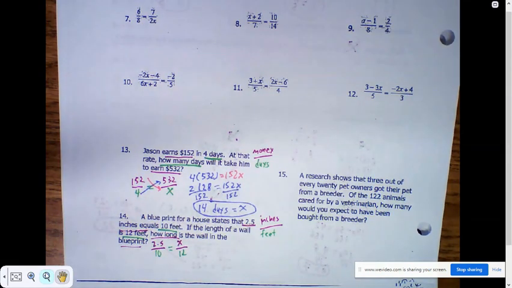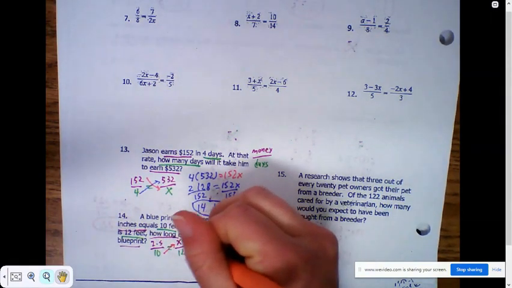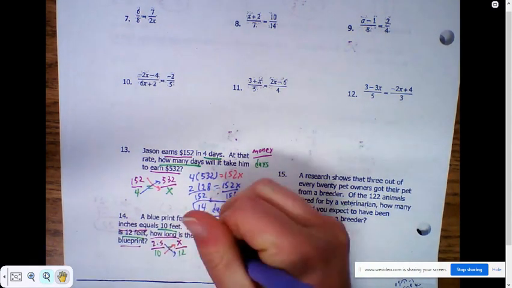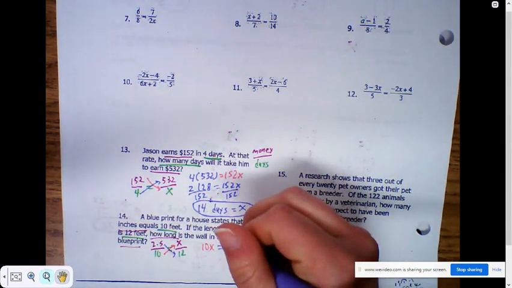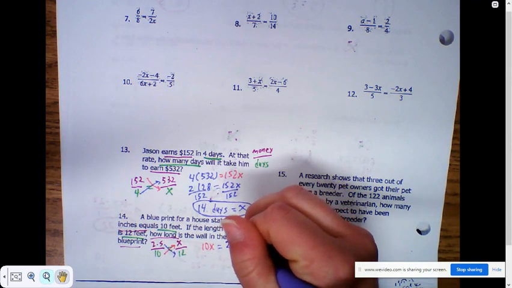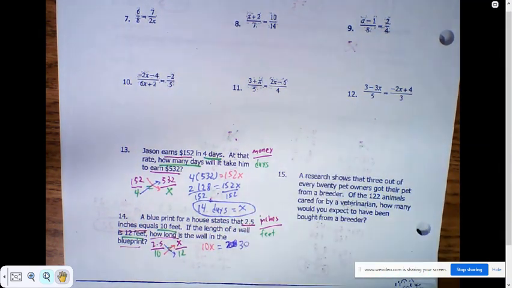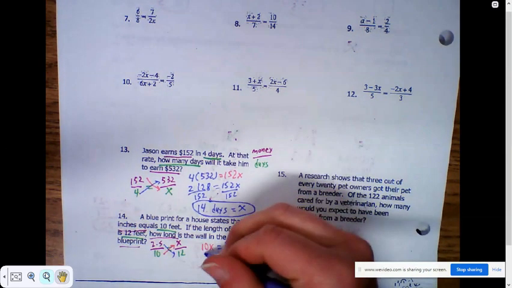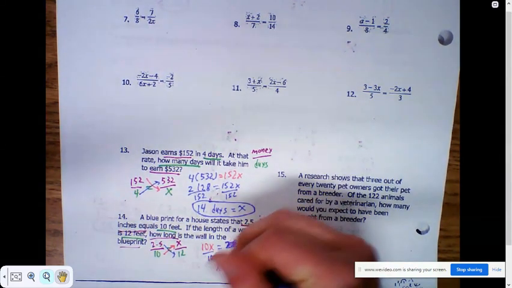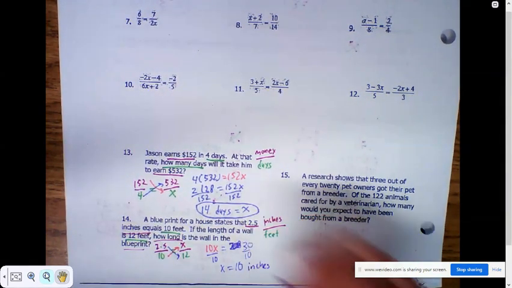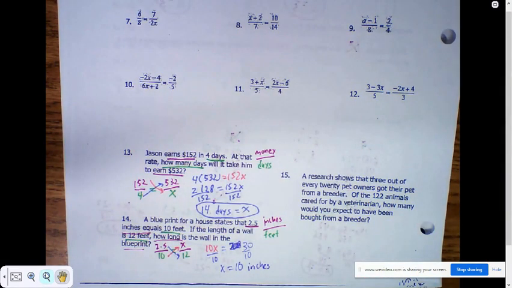And we're going to cross multiply. So we'll do 10 times x is 10x. And then 2.5 times 12 is going to give us 20. Nope, I think it's 30. 30. And then we're just going to divide both sides by 10. So x equals 3, and that is our inches. That's what we didn't know. So that's how long it is in the blueprint.